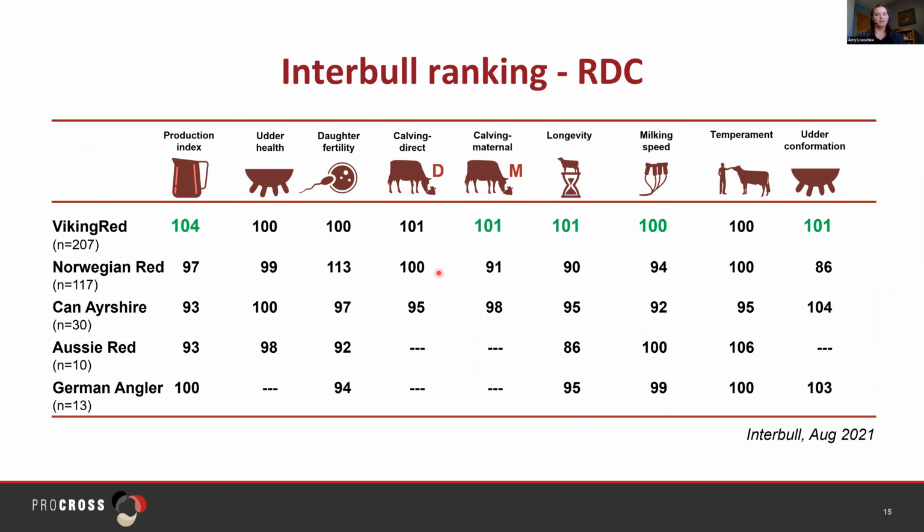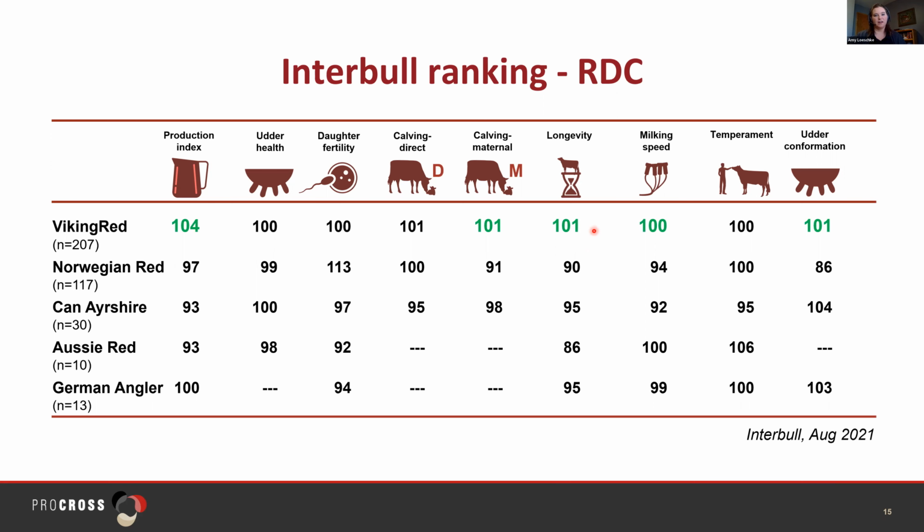On direct calving, they're very similar. Maternal calving, now this is the ability of a dam to give birth to her calf. This is where Viking Red is doing really well compared to the others, and especially to Norwegian Red. We see about 2.3% lower stillbirth at first calving when you have a spread this large of 10 points. That's 1 standard deviation of spread is equal to 2.3% lower stillbirth.